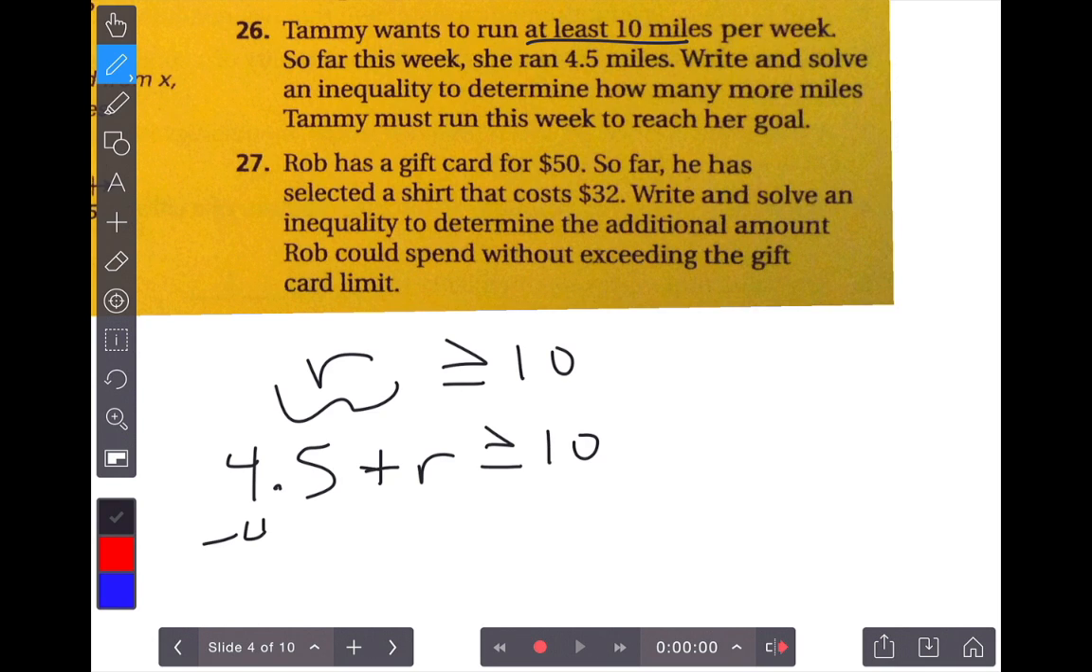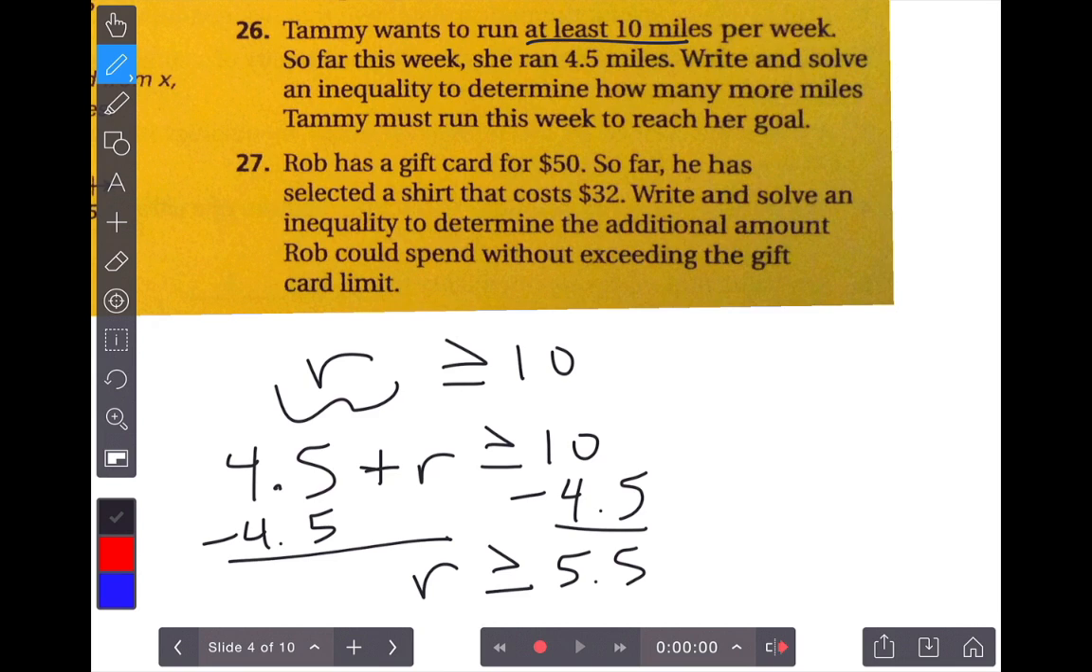So we're going to subtract the 4.5 from both sides. And then R is going to be greater than or equal to 10 minus 4.5 is 5.5. So she still has 5.5 miles to run or more. Now, if I were to put a number line, all right, we're going to do 5.5 right here. It's solid because she can equal that, or she can run more. She doesn't want to run less.